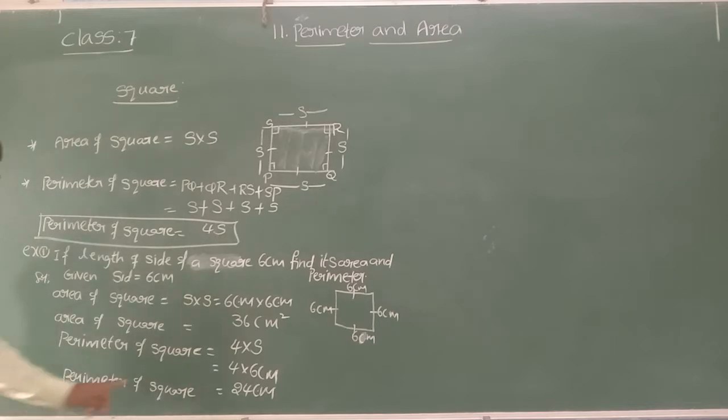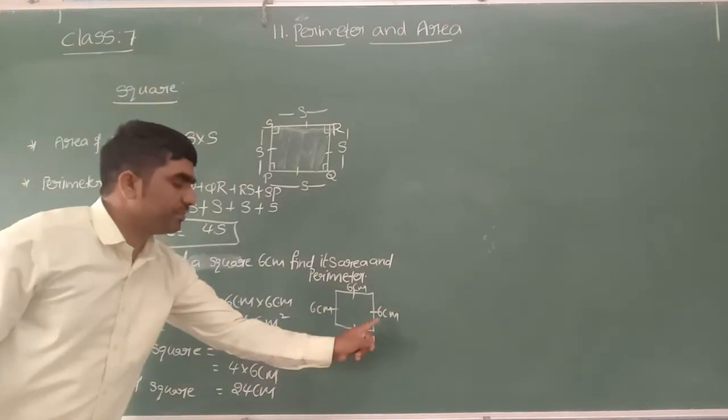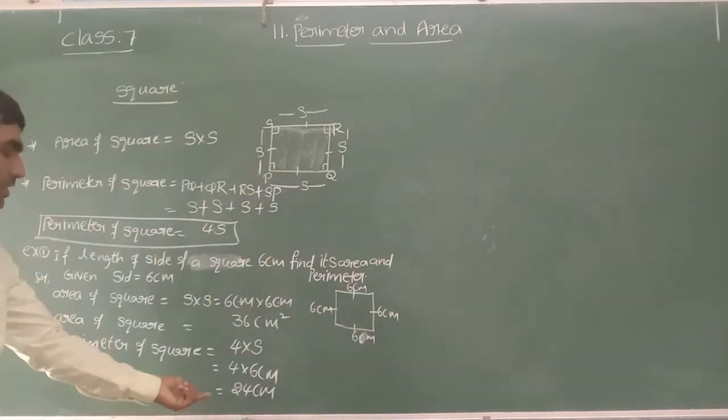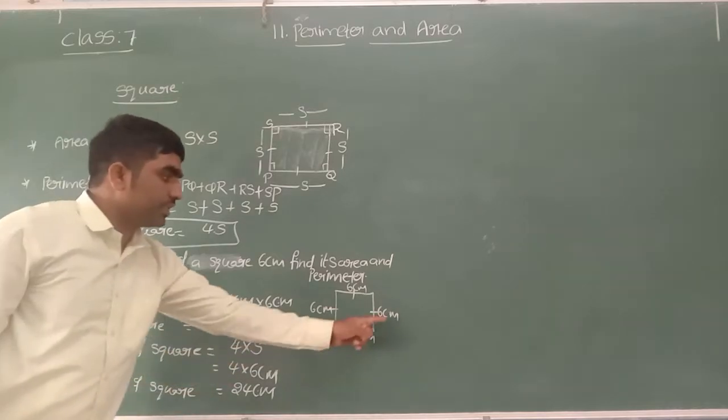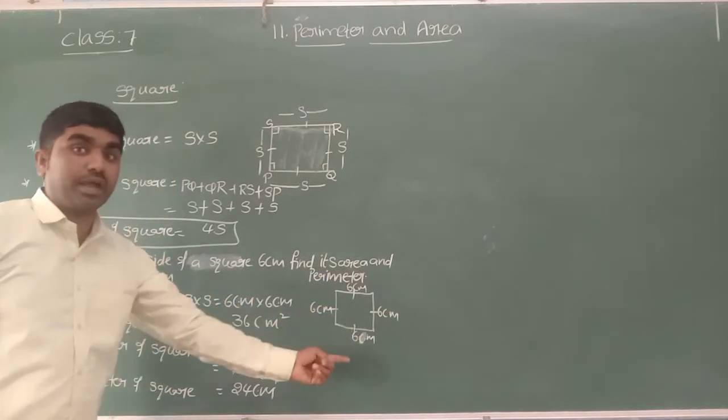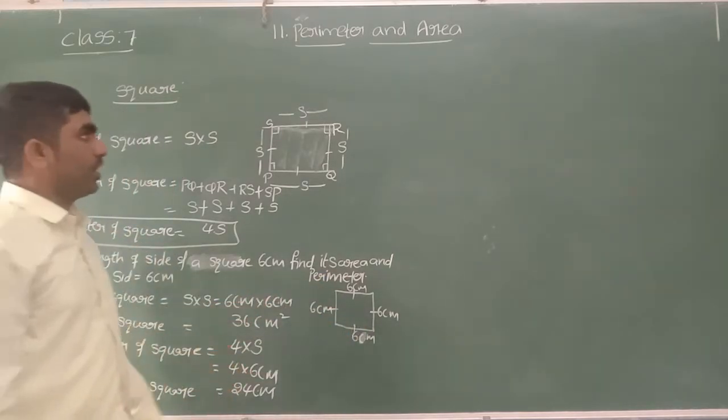Not only by the formula, by adding all the sides also we'll get the same perimeter. Perimeter means the total length of the boundary. We'll get it by adding all the sides of a polygon.